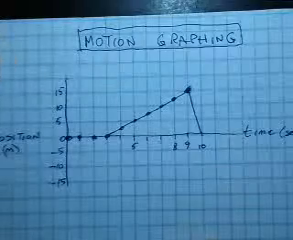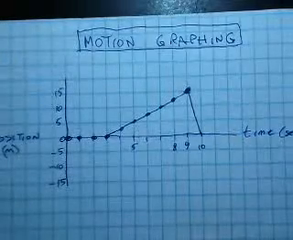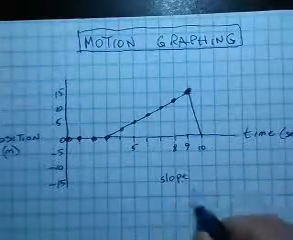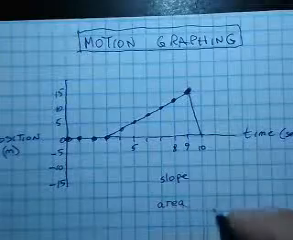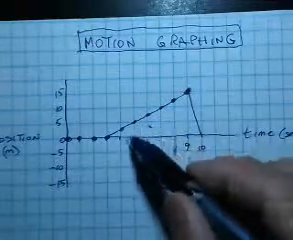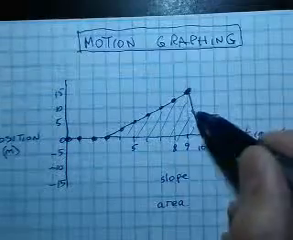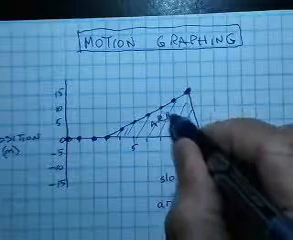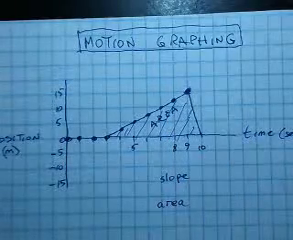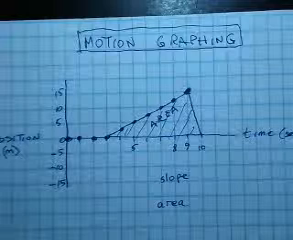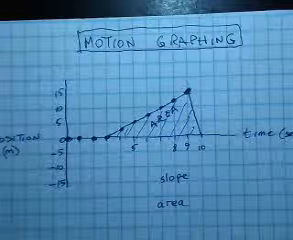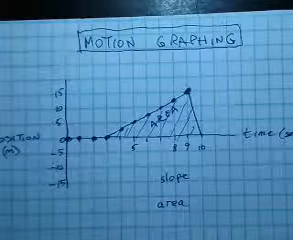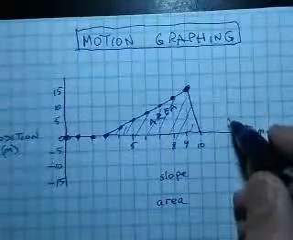So there's two properties of a graph that we're going to be looking at over and over and over again. One is the slope of the graph, and the other one is the area underneath it. So the area underneath it might be, say, this stuff. The area in there. This would be area.